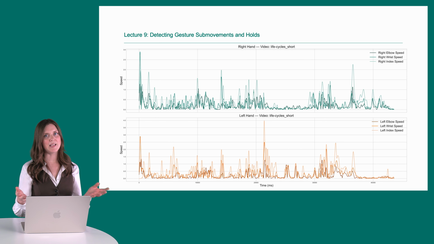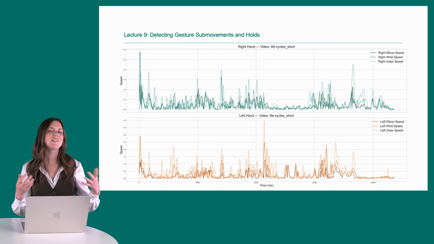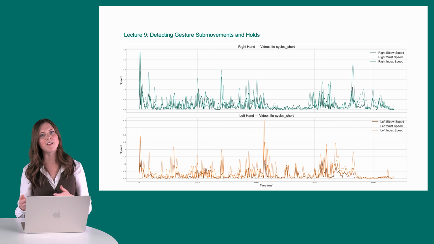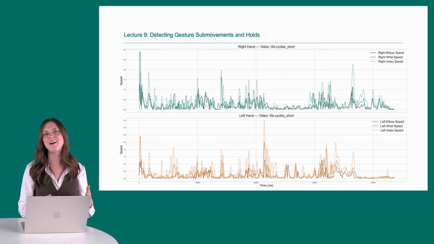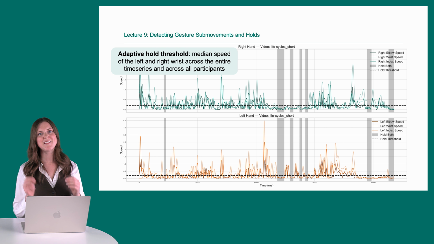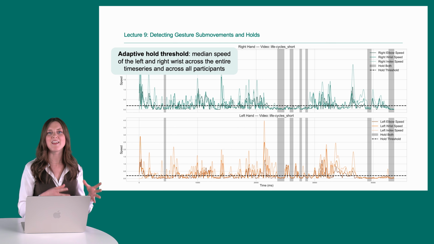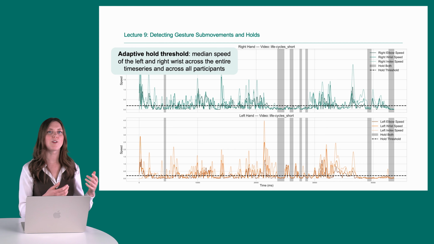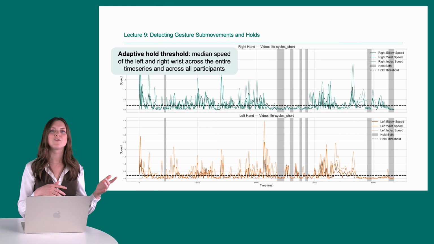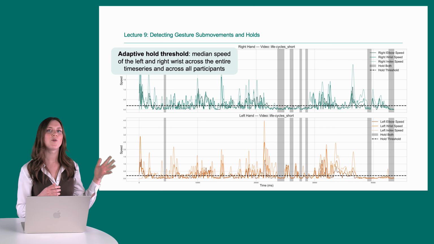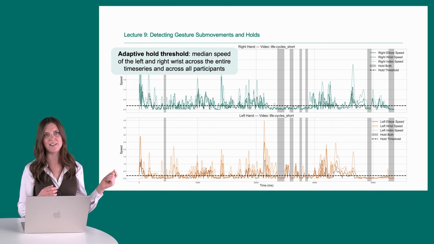So you might be asking the same question as before. How do we decide on our speed threshold? How fast can a joint be moving and still be considered to be in a held position? We're actually going to use the same adaptive threshold that we used for height and prominence thresholds. We calculate the median speed of the left and right wrist across all participant videos, including both active moments of gesturing and rest phases, and this corresponds to 0.2 units per second in this data set.